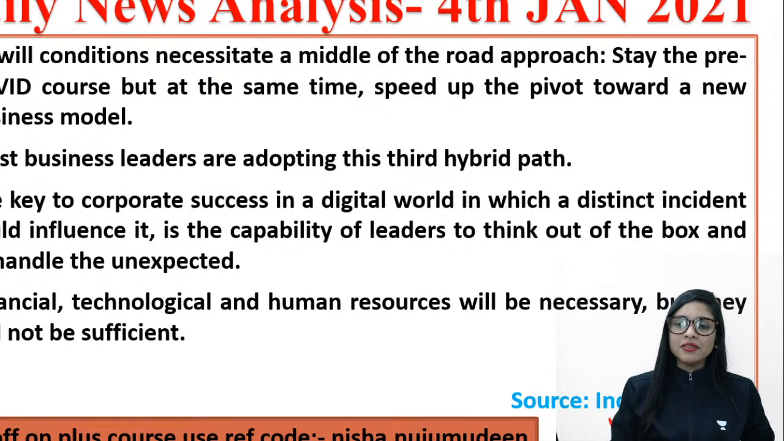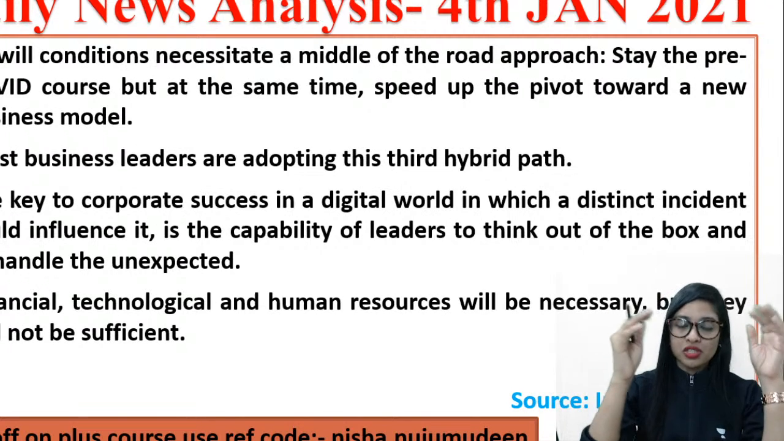The same thing. Clear? We all know that for any problem or for any things to be done, your financial, technological, human resource, they are very, very necessary. But as far as the current COVID-19 scenario is concerned, apart from these factors, so many other factors are required. They will not be that sufficient because COVID-19 is a huge pandemic affecting not only India but the entire globe. That is the conclusion they gave.